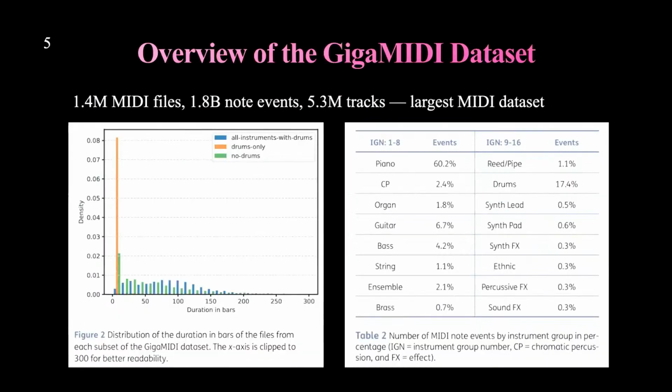Figure 2 shows the distribution of track durations. Drum tracks are typically short loops, while piano tracks span a wider range of bars. Table 2 breaks down the note events by instrument group. Over 77% come from piano and drums, reflecting how these instruments dominate MIDI usage. This scale and variety make GigaMIDI a powerful research resource.